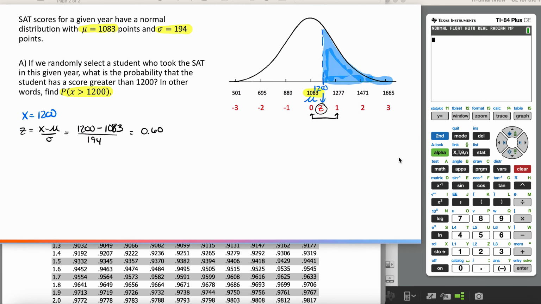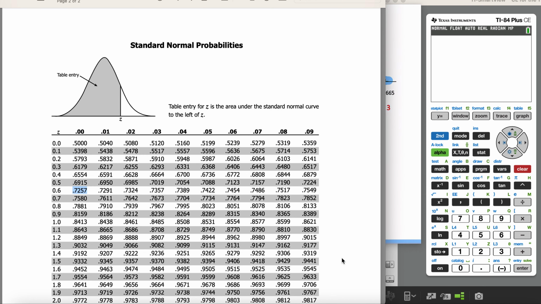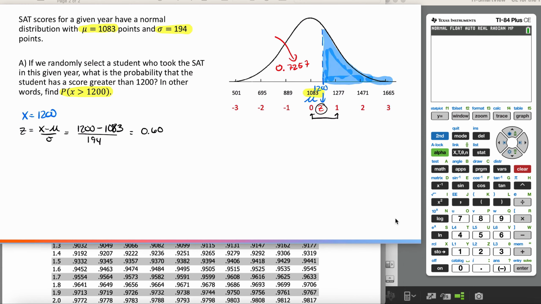So let me go back to our little sketch over here. That means that this area that is to the left has an area of, what did we say? 0.7257. But we want the area that's blue, the area to the right. Now we know that the total area under a probability distribution is always equal to 1. So if I want to know the blue region, then I have to take 1 and subtract the region that's to the left, which has an area of 0.7257, and that'll give me the area that is the blue region, the area on the right.